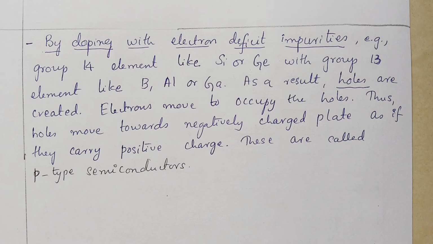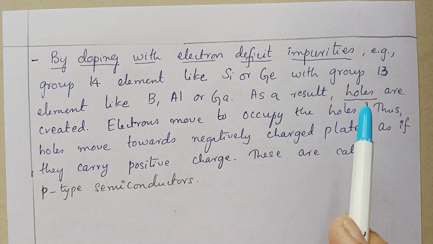So when you dope with electron deficit impurities, you get p-type semiconductors, and when you dope with electron rich impurities, you get n-type semiconductors. The term hole comes in p-type semiconductors, and remember the elements also.